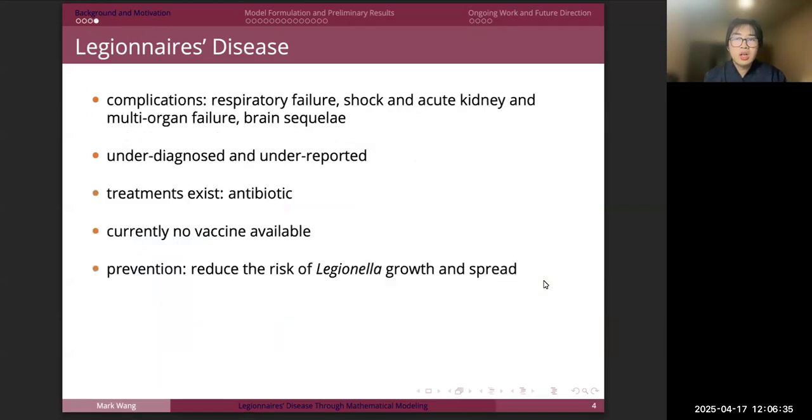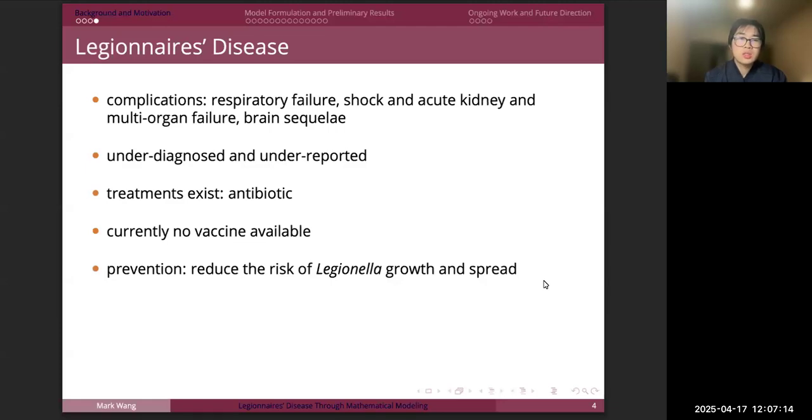A lot of the complications that come from Legionnaires' disease are things like respiratory failure, shock, multi-organ failure, and brain sequelae. Another problem with Legionnaires' is that it's generally pretty underdiagnosed and underreported. It's hard to detect and undetectable through X-rays. It's also hard to distinguish from other types of pneumonia. So while antibiotics do exist, it's hard to diagnose it in the first place and thus difficult to choose the right type of antibiotics. And there's also no vaccine.